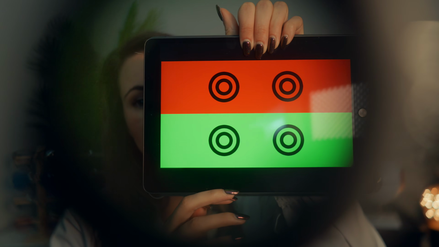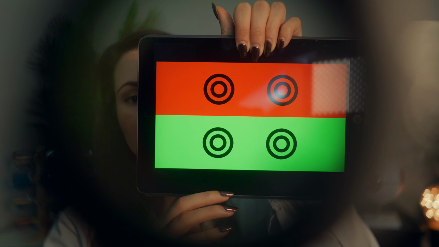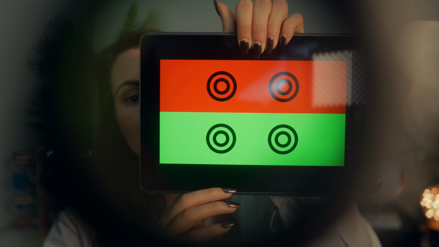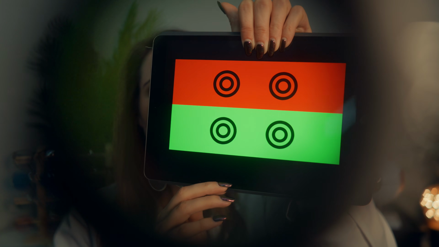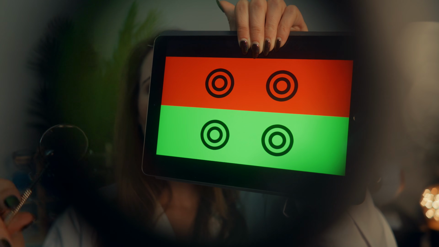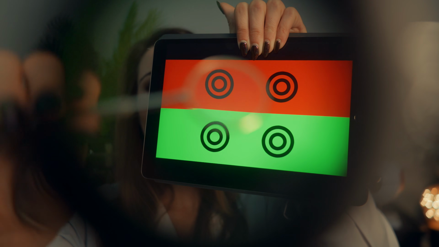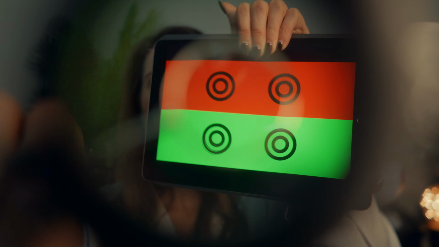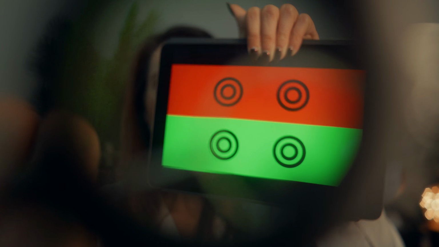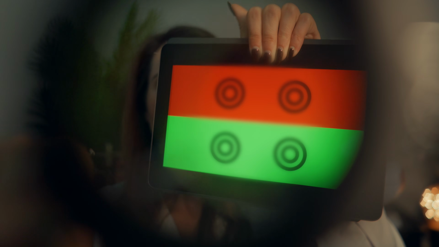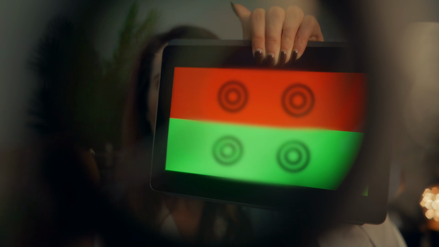Can you see this chart? Okay. Good. Okay. So you can see the two dots, circles at the top and the same at the bottom. Yeah. Alright. All I need you to do is tell me which is clearer. Number 1 or number 2? 1 or 2? 1 or 2?